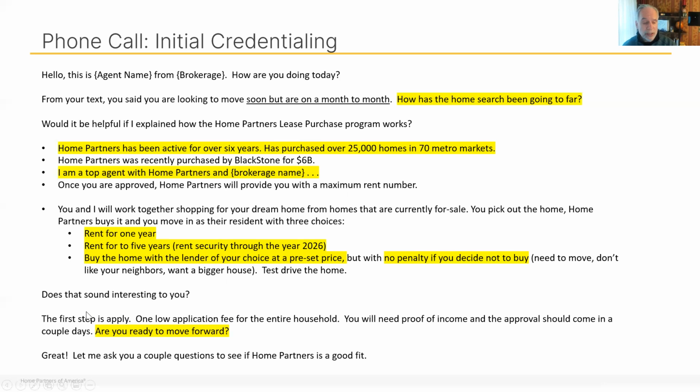So the first step is to go ahead and apply. It's one low application fee for the entire household. You'll need proof of income, and the approval should come in a couple of days. Are we ready to move forward? Yes, I'm ready to move forward.